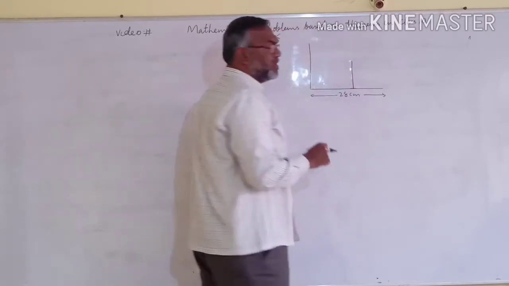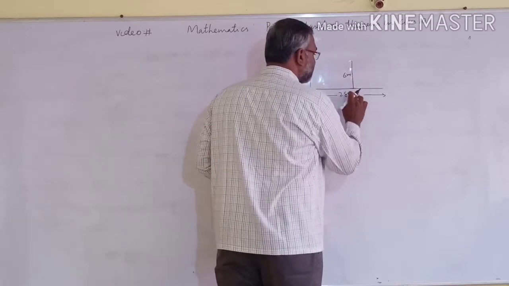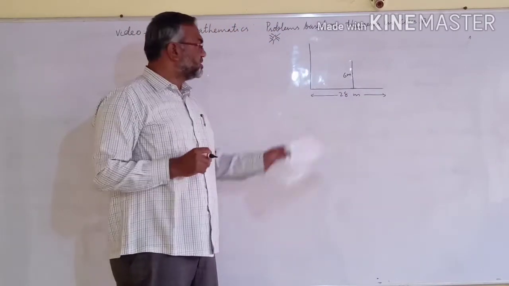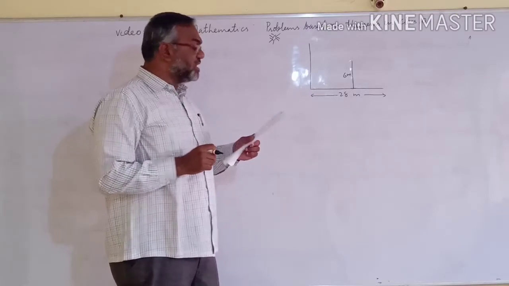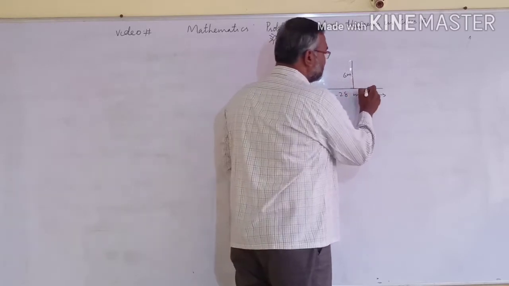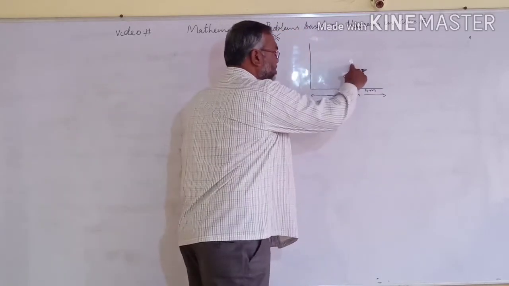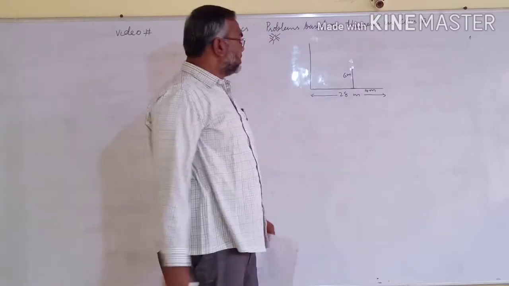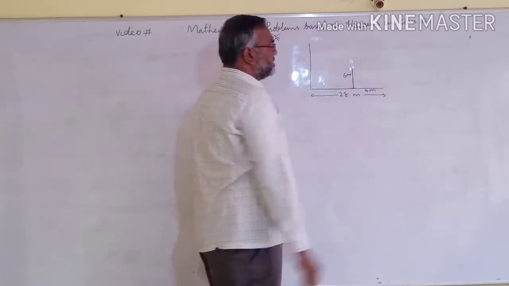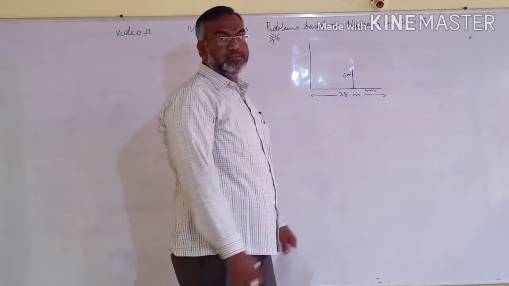There is a pole. The length of the pole is 6 meters. Meters, not centimeters. Now they are asking, and the length of the shadow of the pole is also given. That is 4 meters. 6 meters is the length of the pole, and 4 meters is the length of the shadow of the pole.